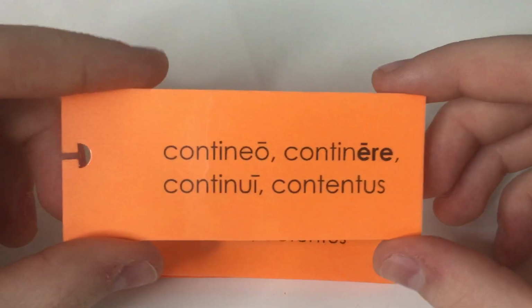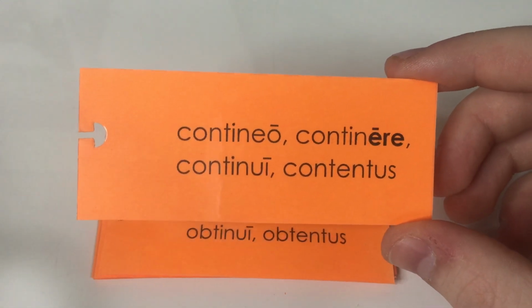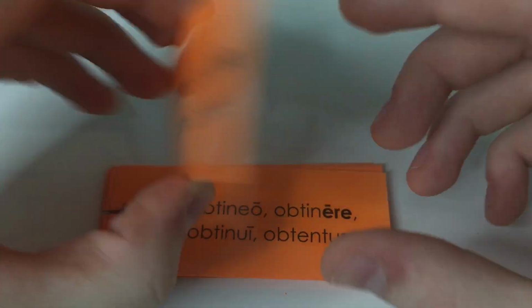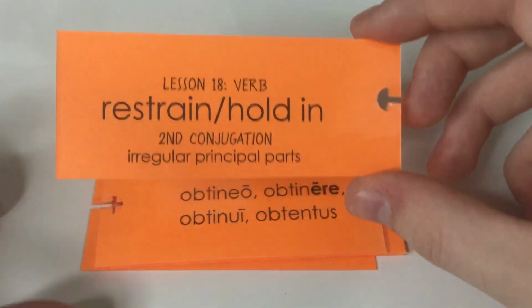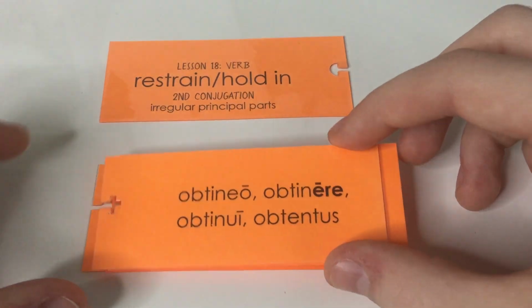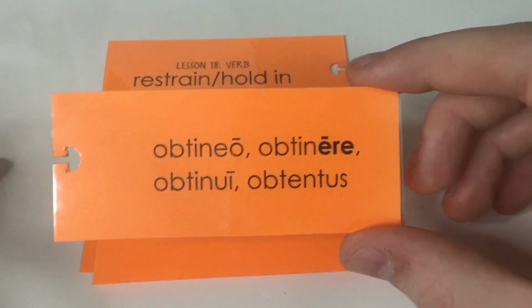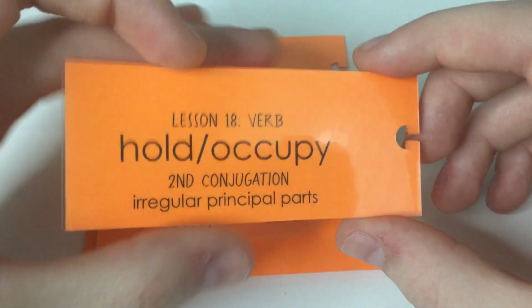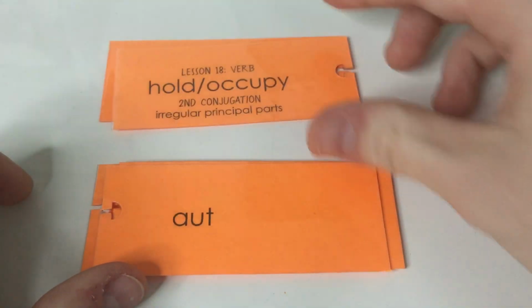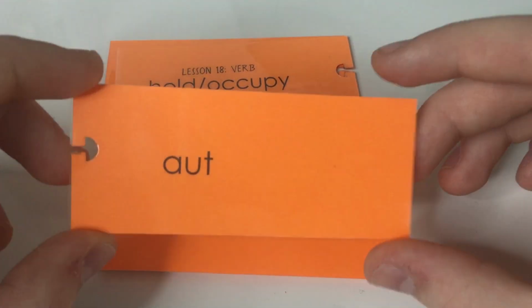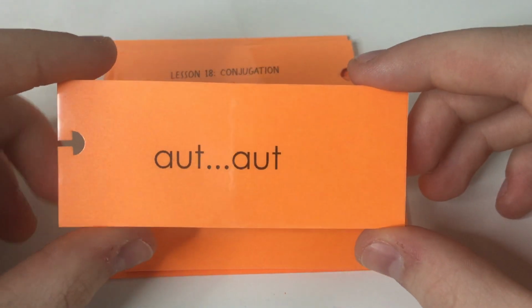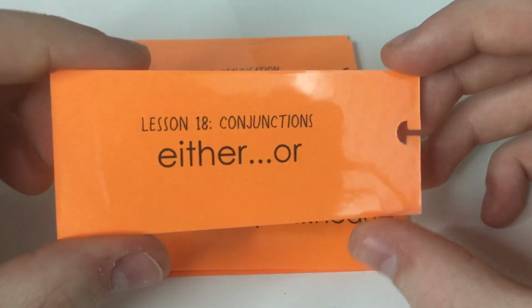All right, first one, conteneo, contenere, continui, contentus, which meant restrain or hold in. And then we have obteneo, obtenere, obtenui, obtentus, which means hold or occupy. And then we have aut, which means or. Then we have aut, two of them, which means either or.